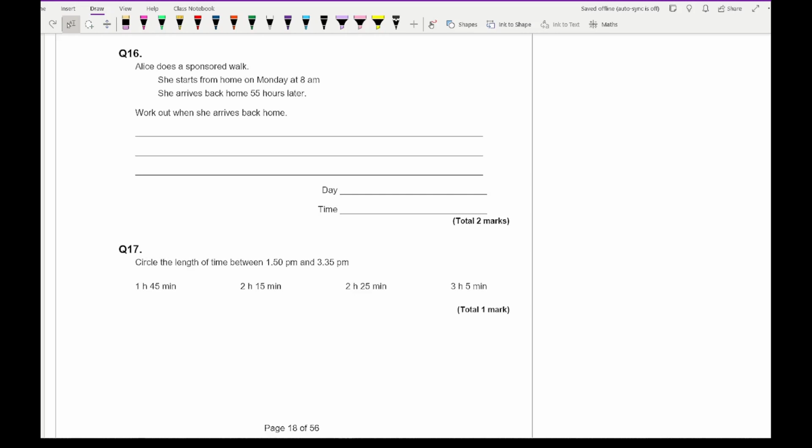So here what we need to do is take away the days from 55 hours. So here it's going to be 55, take away 24, take away 24. So that leaves me with 7 hours. So it's going to be 2 days and 7 hours. So then if I count 2 days from Monday, that's going to be Wednesday. And then if I add 7 hours to 8 a.m., I end up at 3 p.m. or 15:00.